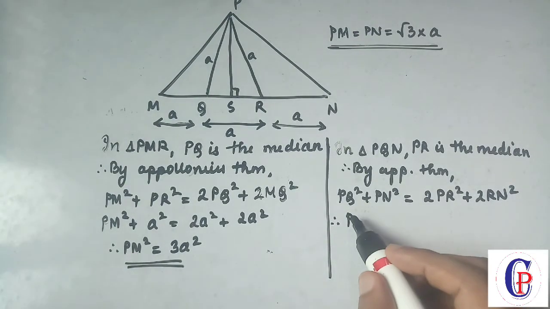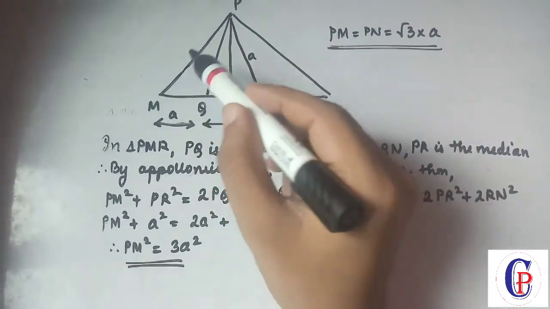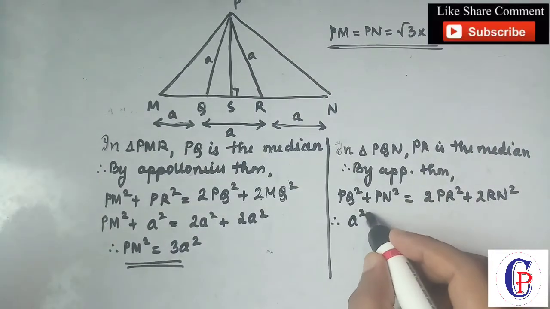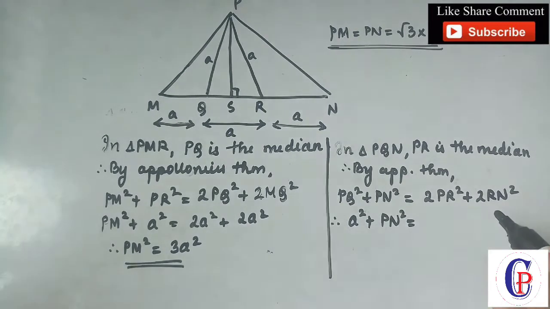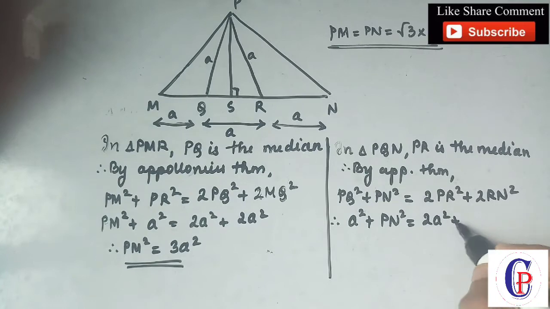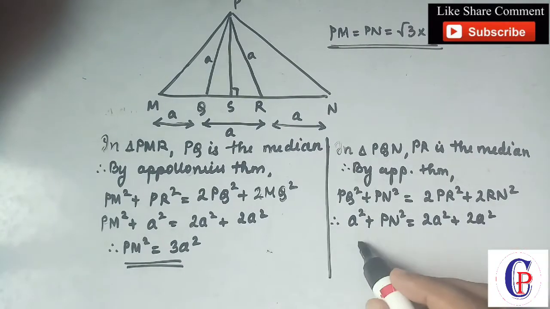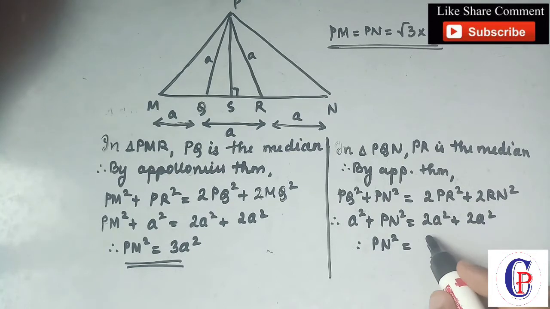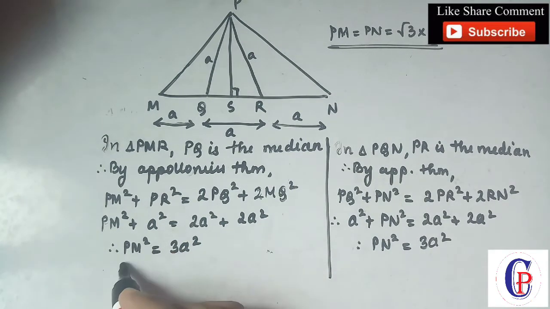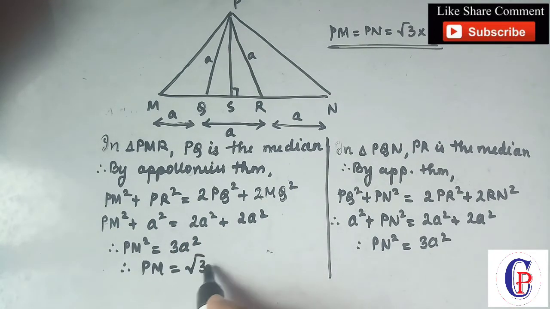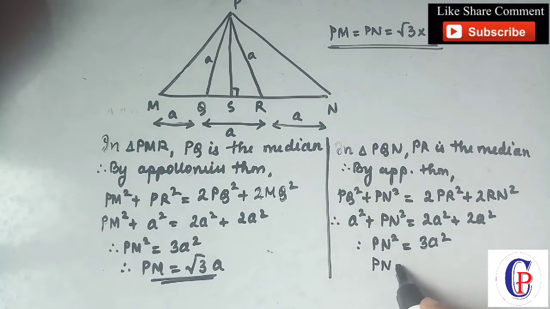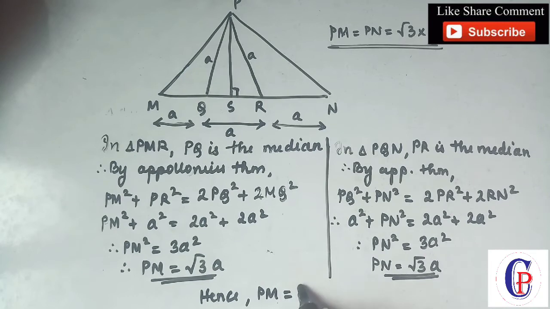So PQ square is A square. PQ is A, so of course PQ square will become A square, plus PN square. PR is again A, so 2A square. RN is again A, so 2A square. So again this gives us that PN square is 4A square, and this A square will get minus, so 3A square. By the way, there's one more step after this, which is PM is equal to root 3A. Similarly here PN is equal to root 3A. So from both of the statements we can say that PM is equal to PN and they both are equal to root 3A.